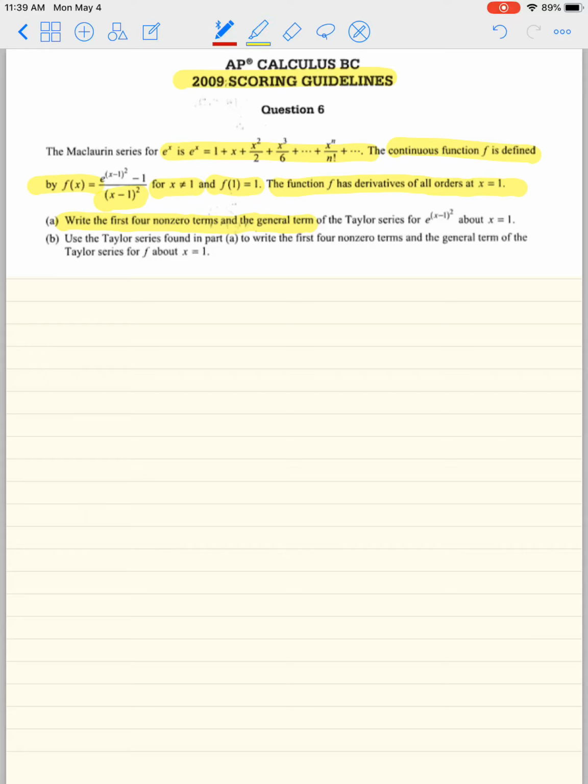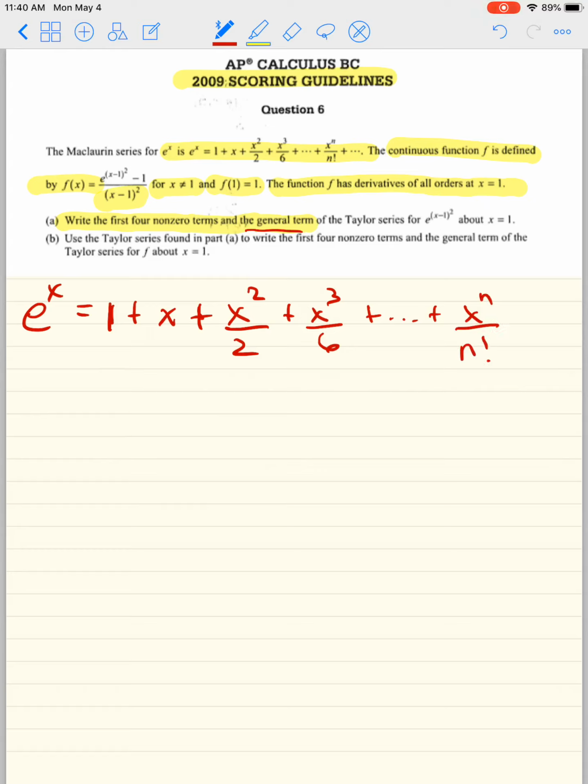So how do we do this? First, guys, you have to say to yourself, well, why did they give us this? First of all, you should have it memorized. Second, these are the 4 terms. And in this problem, it says, and the general term. So this is what I do. I just keep it like this, okay?